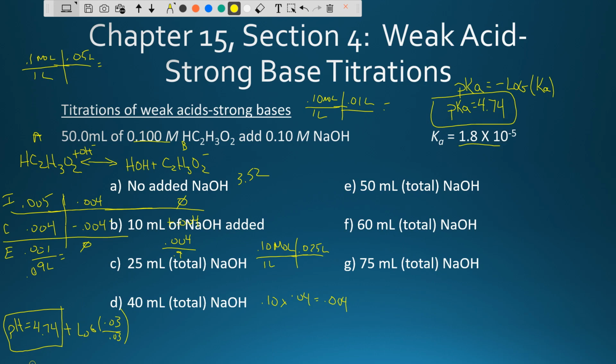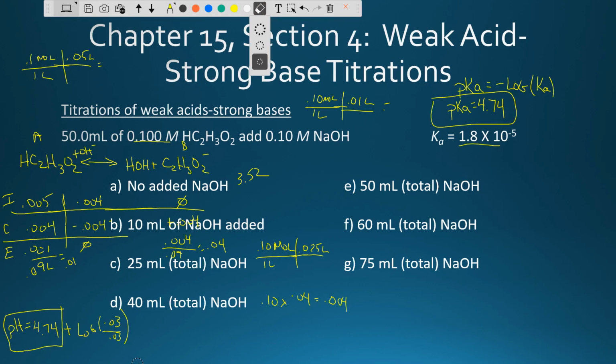0.09 liters. Sorry about that. So that's 90 milliliters, which is 0.09. That ends up with a 0.01 molar solution. And this ends up being, let's see, roughly a 0.04. I'm just rounding that one up a little bit for the sake of ease.